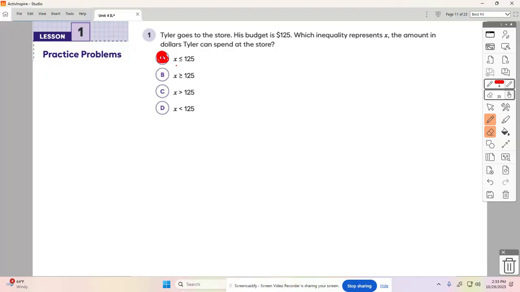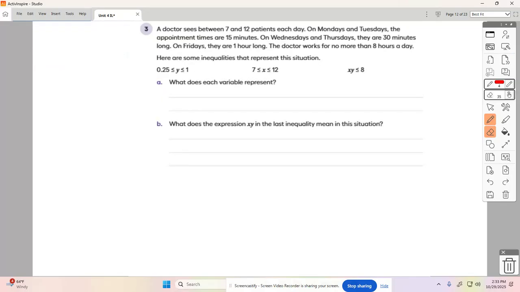That's simple. We're skipping number 2. Let's go to number 3. A doctor sees between 7 and 12 patients each day. On Mondays and Tuesdays, the appointment times are 15 minutes long. Wednesdays and Thursdays, they're 30 minutes long. And on Fridays, they're an hour long. The doctor works for no more than 8 hours a day. Here are some inequalities that represent the situation.